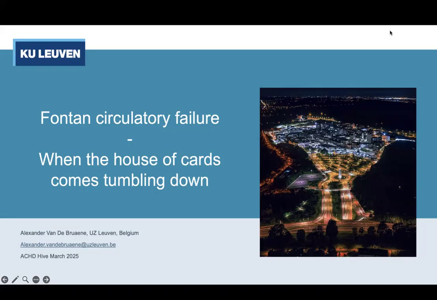That's all fine. So for the next 25, 30 minutes, I'll be talking about Fontan physiology, Fontan circulatory failure, when the house of cards comes tumbling down, as a subtitle, because that's more or less the idea we get when we see patients in clinic, especially in the ACHD clinic.